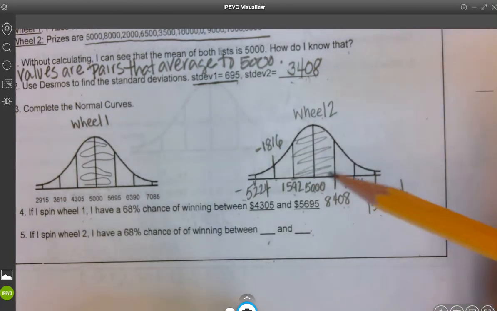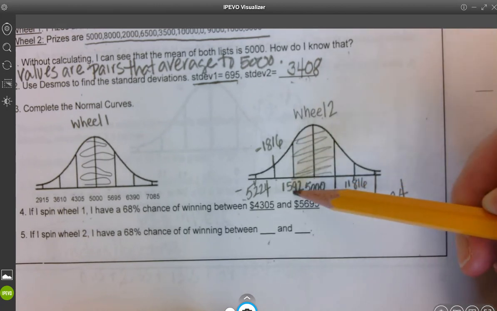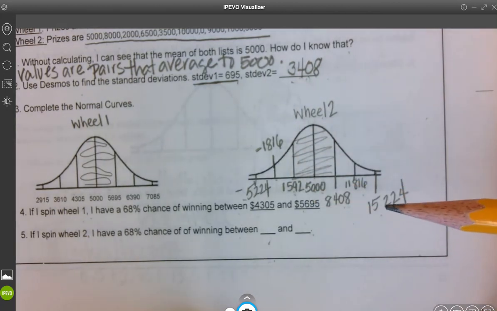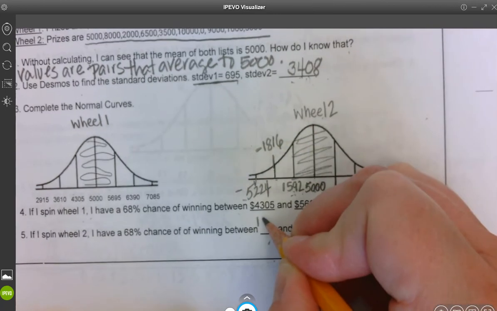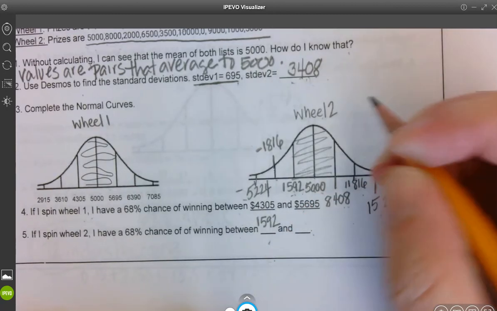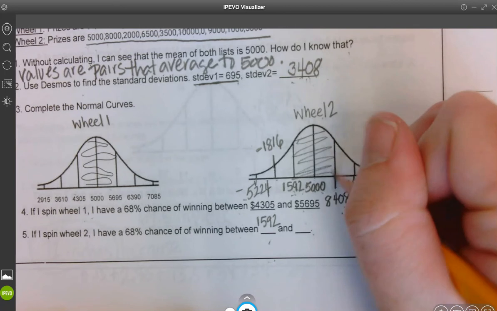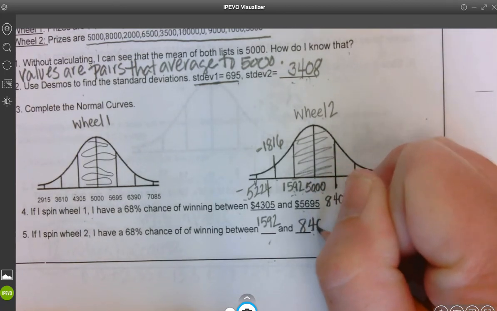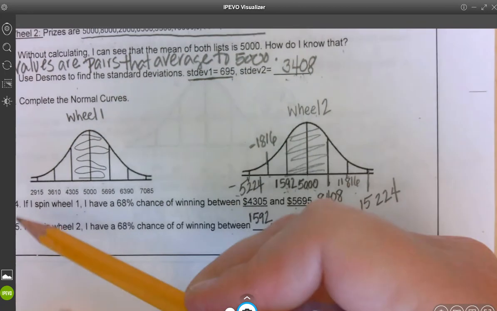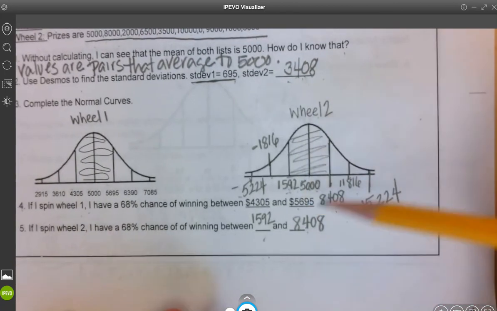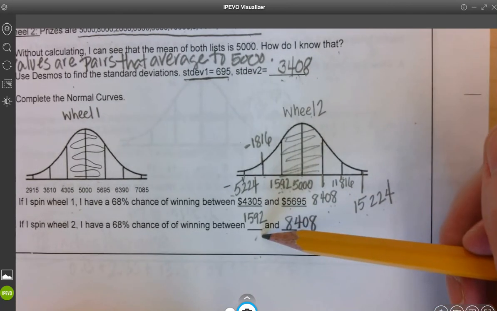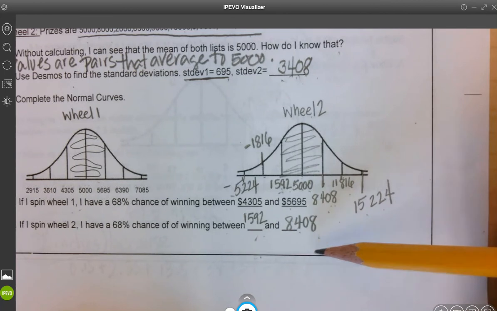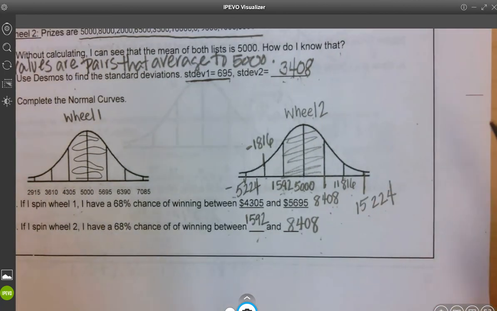So we have a 68% chance of winning between, what's your low number? 1,000 what? Yeah, $1,592. And this one over here, $8,408. So remember, for the first wheel, you have a really good chance of winning somewhere around $5,000. For the second wheel, it's more spread out, but you might win low or you might win high. So it depends on how much of a gambler you are, which one you're going to pick, right? All right.